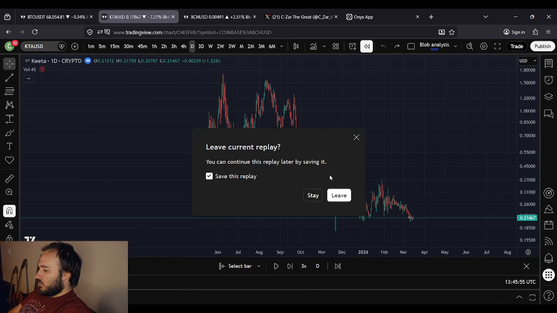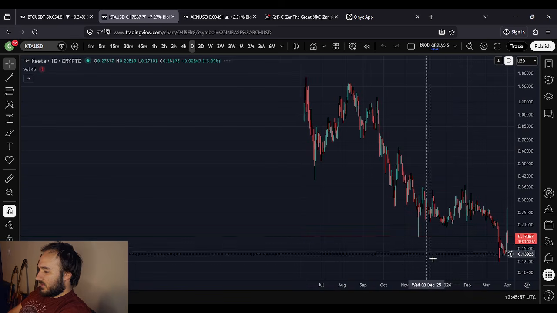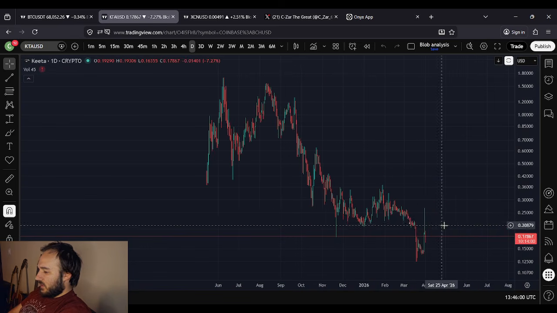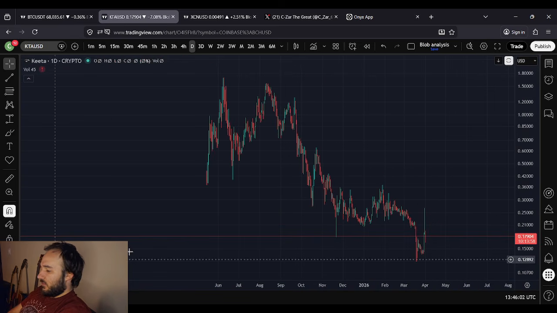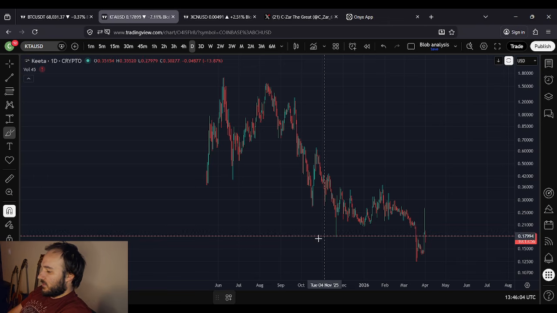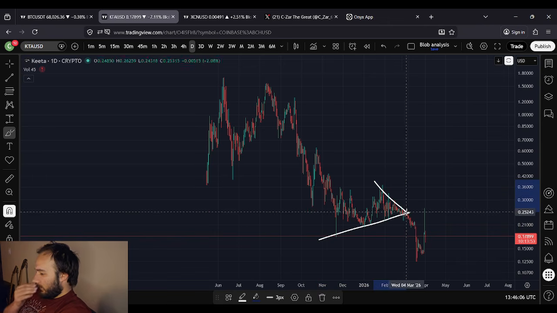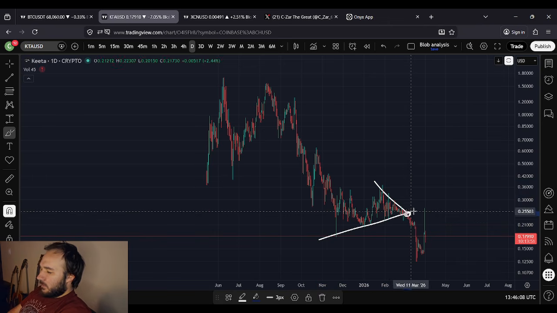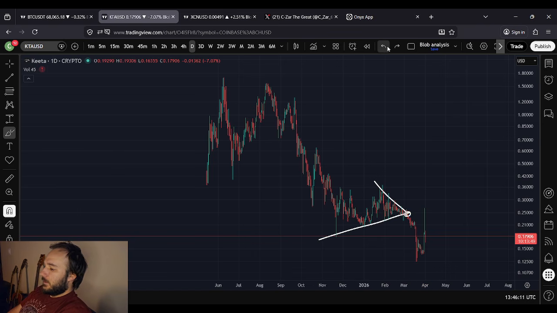Let me show you another example in case it's hard to see. I feel like it's easier to see here. I was trying to make it less easy for you so that you can use your eyeballs and see in advance. But do you see the little point of interest right there? Do you see how the price found resistance basically right there?